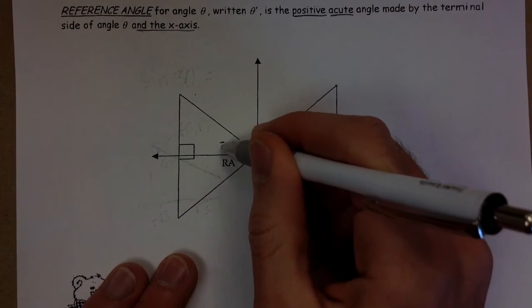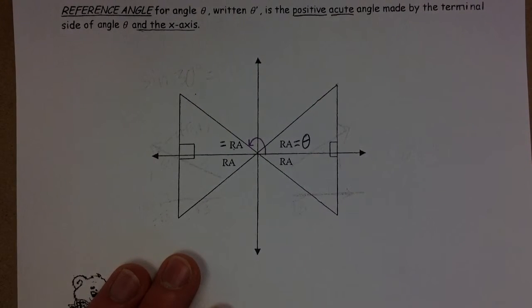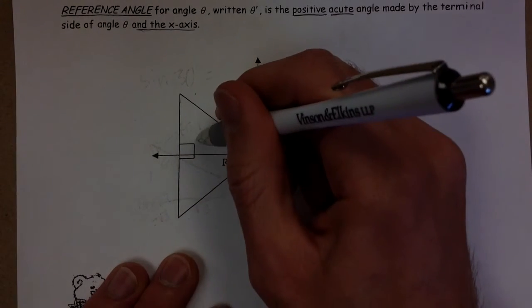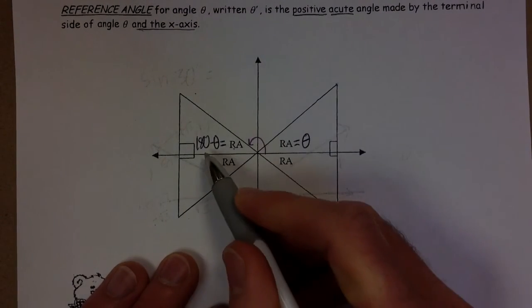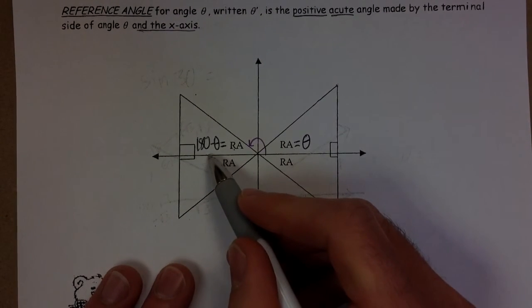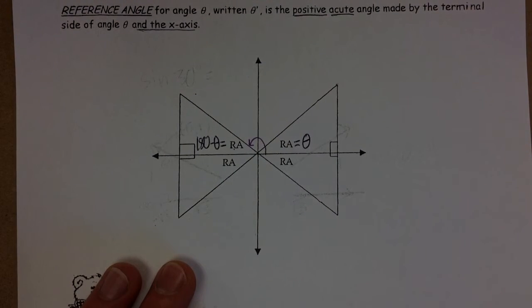Okay, so can you give me an expression for the reference angle in terms of theta for the second quadrant? It's not going to be 2 theta. 180 minus theta. Nice. 180 minus theta. So if your angle is 100 degrees, what's your reference angle? 180 minus 100, which is 80. Good.